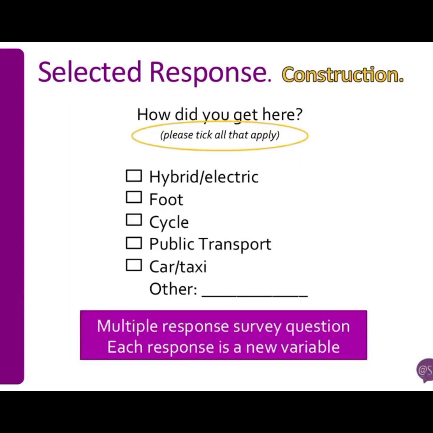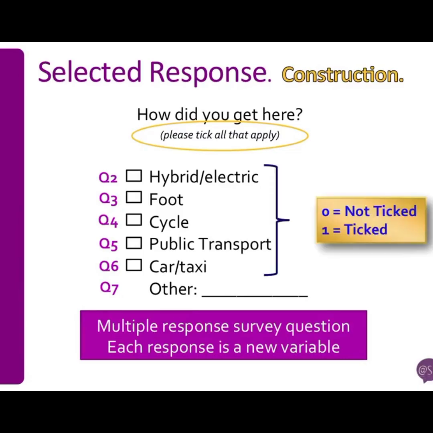Well, what we have to do is consider each of these options as a separate variable. So that means hybrid electric is a separate variable, foot is a variable, cycled is a variable, public transport is a variable, car taxi, and other is a variable as well. Now, when we come to code it, we need to code it as ticked and not ticked. Typically, I code this as 0 and 1. So 0 means it's not ticked, 1 means it was ticked.